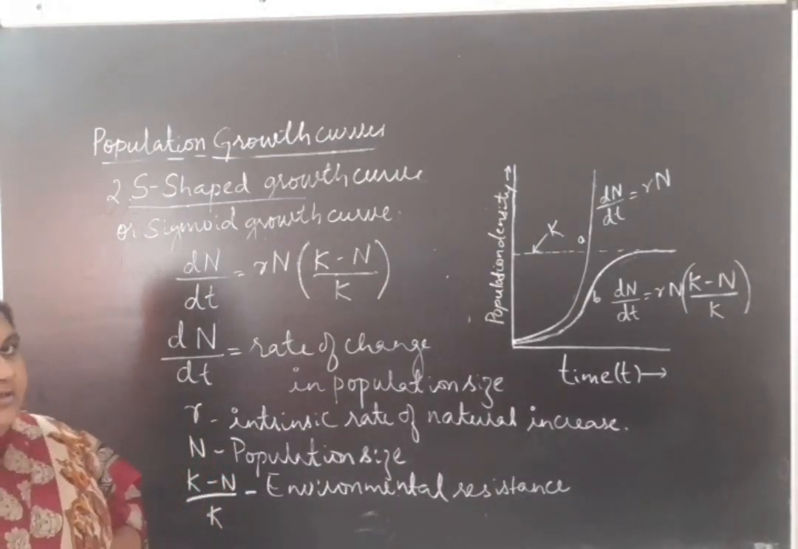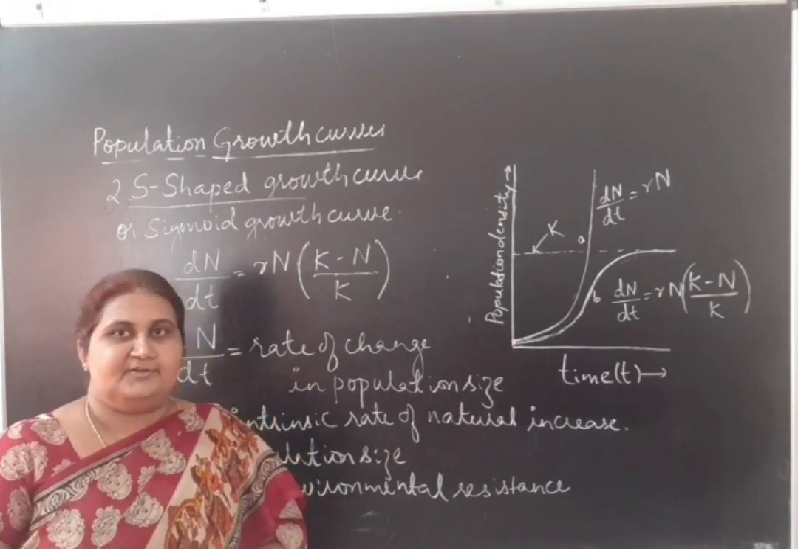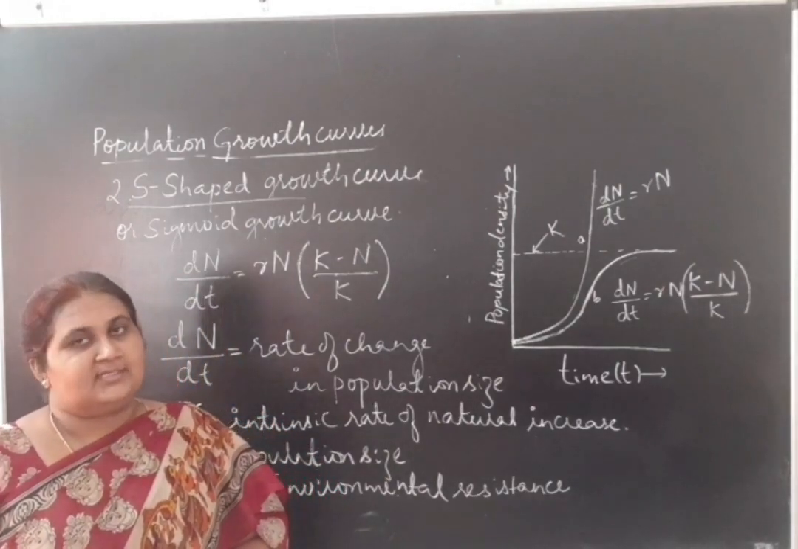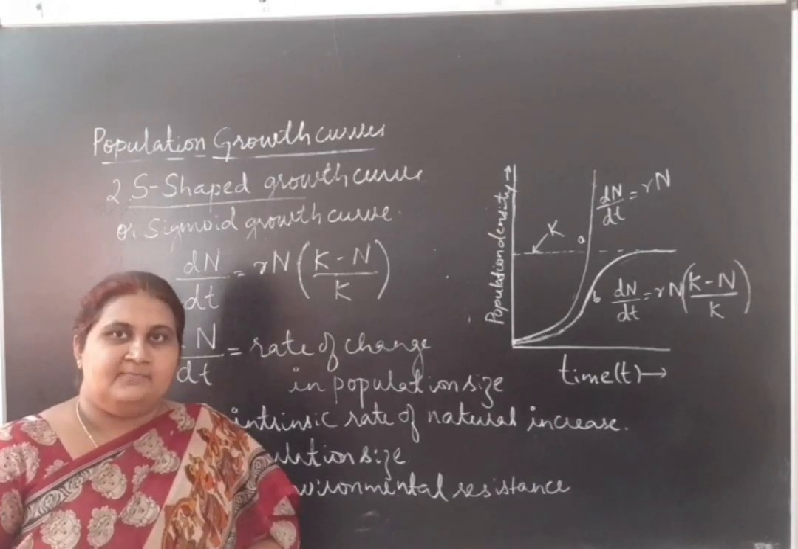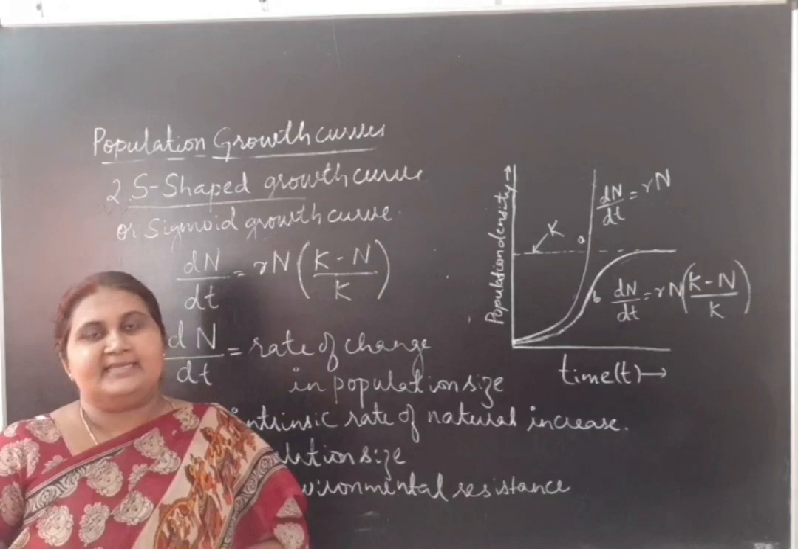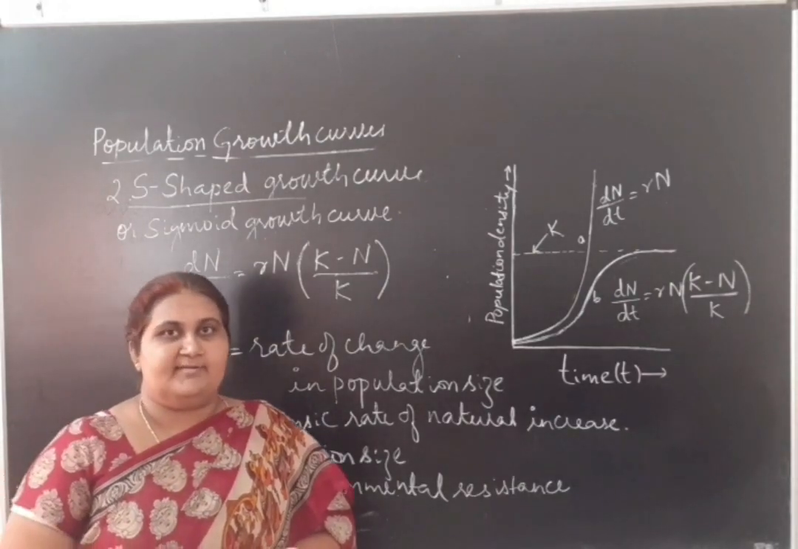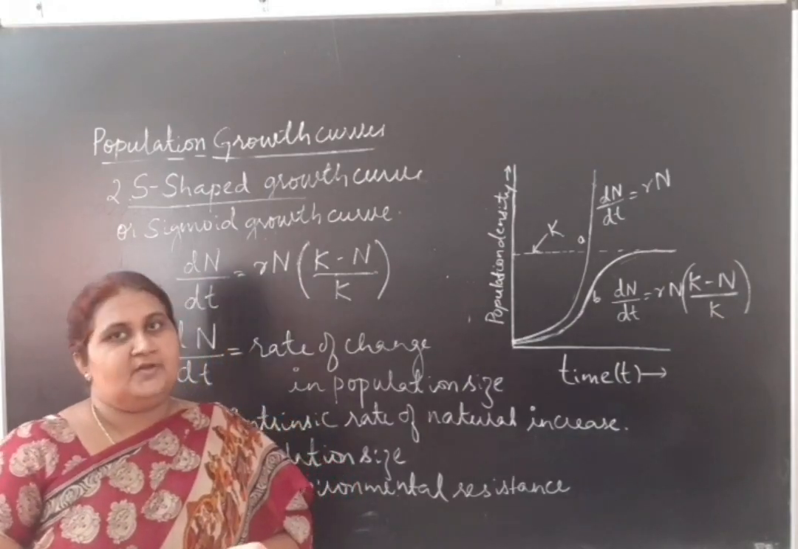So, you have studied the different types of population attributes. The next part of the chapter, the last part of the chapter, is population interactions. There are several different types of population interactions that we are going to study.